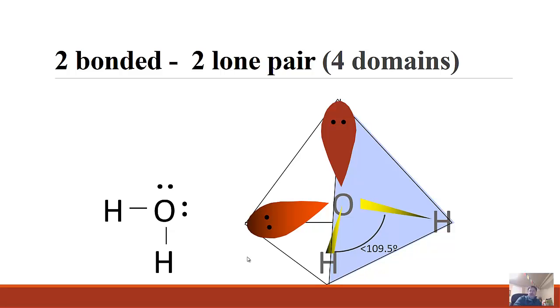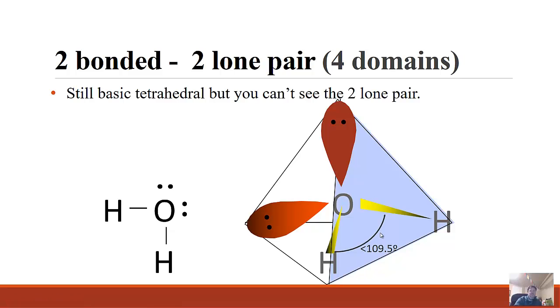Now let's go to water. Still, we have 4 things bonded to the water. There's 1, 2, 3, 4, but 2 of them are lone pairs, so we're going to get even more reduced between that. We had 109, then we went to 107. This is probably going to be about 104 degrees in there. It's still tetrahedral, but now we can't see 2 of these domains. So what we end up calling this is a bent shape. Think of it as being bent this way.